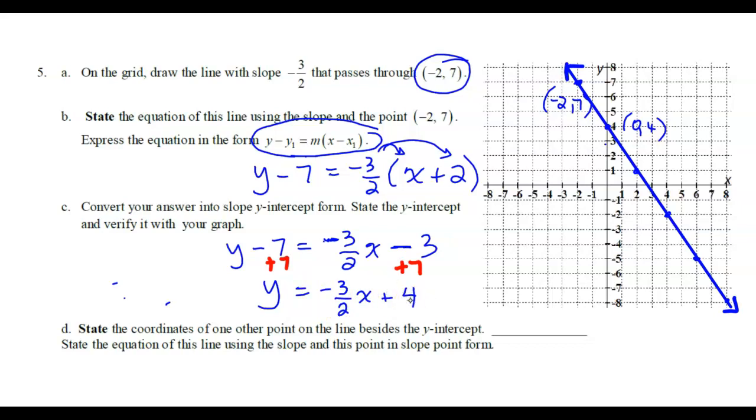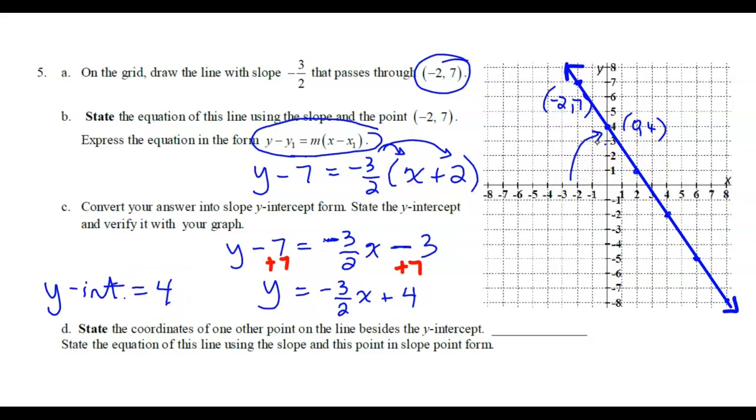Okay, and that's going to confirm that our y-intercept is 4. So it says state the y-intercept. So y-intercept equals 4, and you can verify on your graph. Well, we can see it right there.